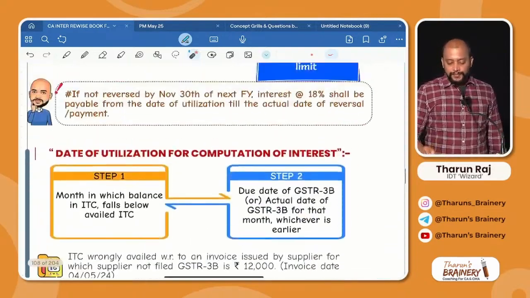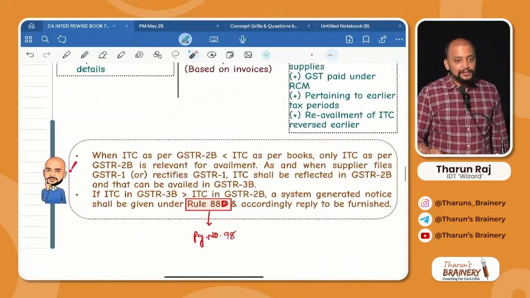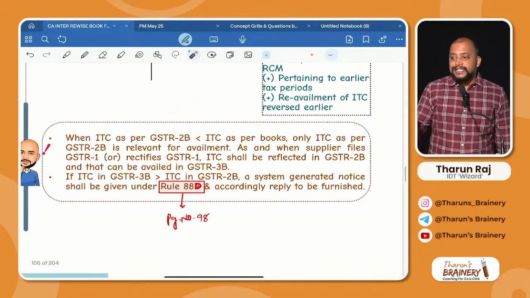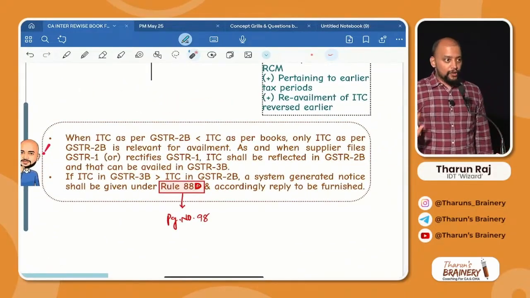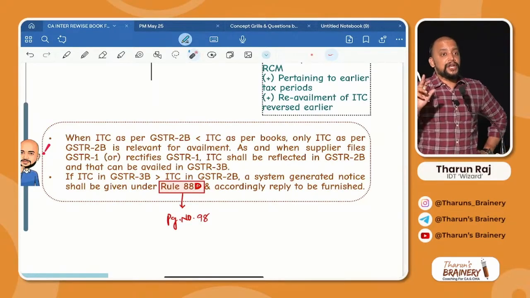So, conclusion. Don't take more ITC than 2B. Whatever is there in 2B, take only that, unless it is genuine.